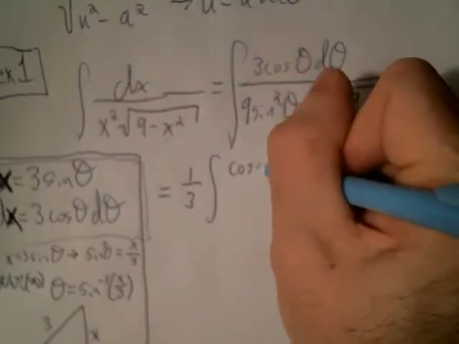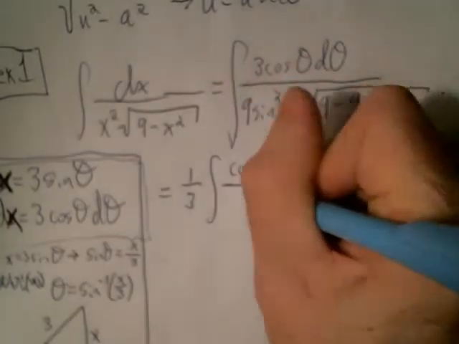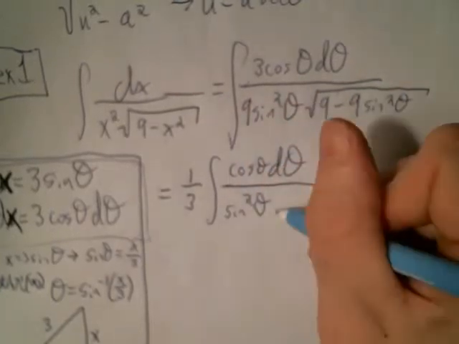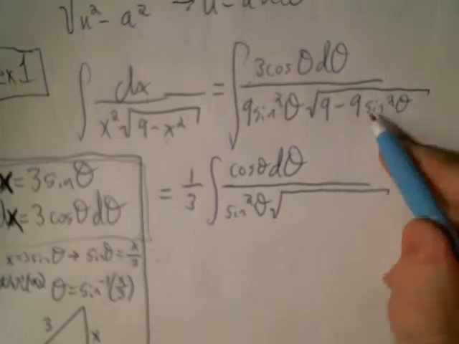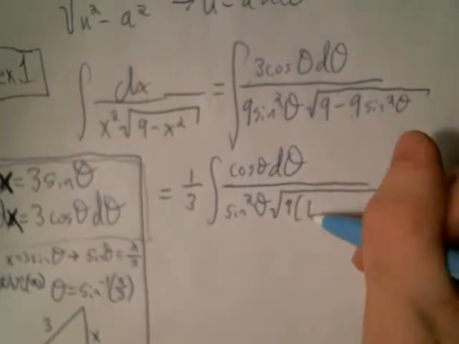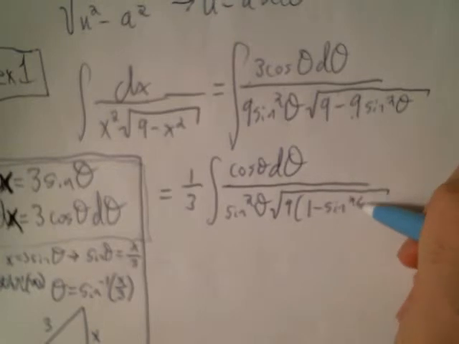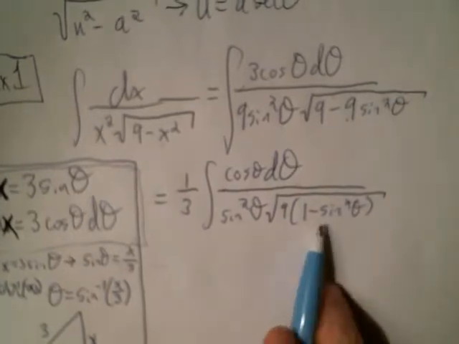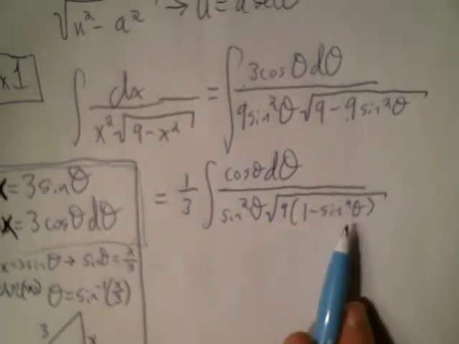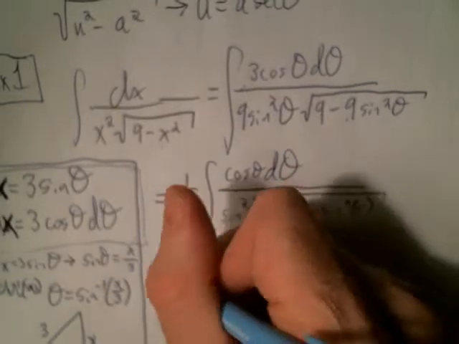Then I have cosine theta d theta in the numerator, all over sine squared theta times, and for this part, I'm going to factor the 9 out, and I'll have 1 minus sine squared theta. And maybe you already see, oh, good, the square root's going to go away, because if you use the Pythagorean identity, 1 minus sine squared is equal to cosine squared.